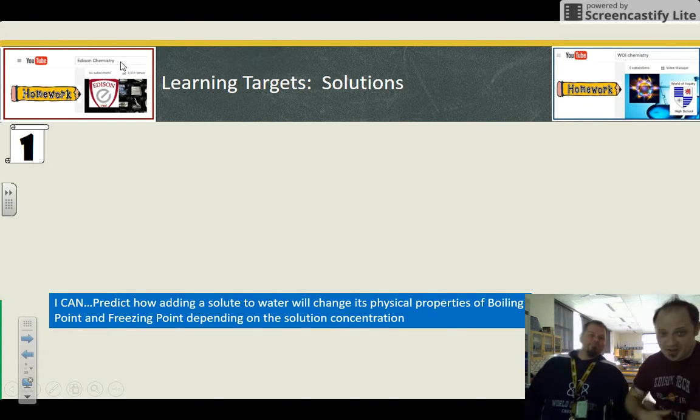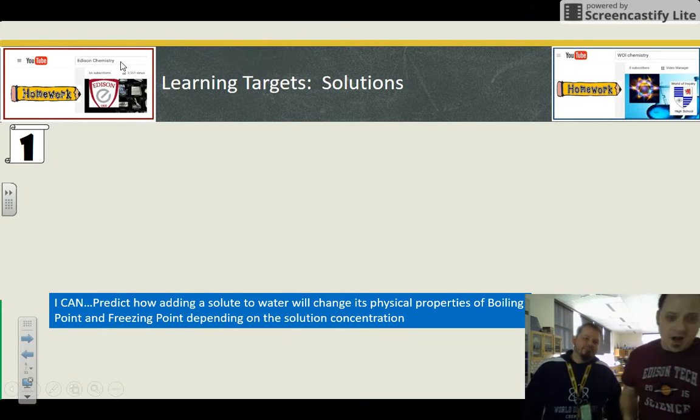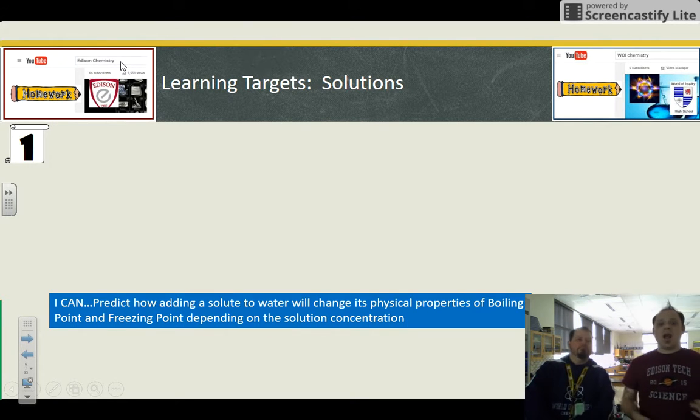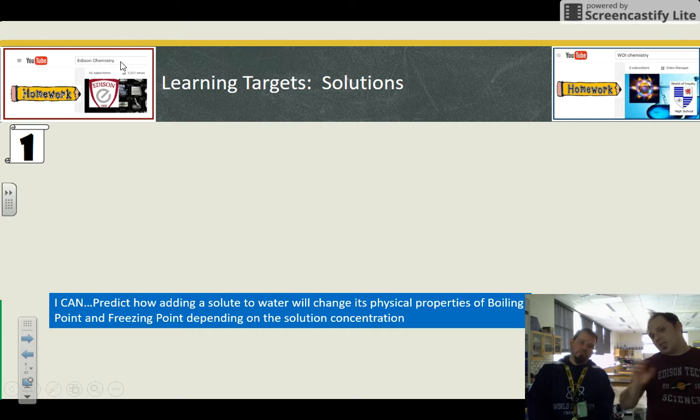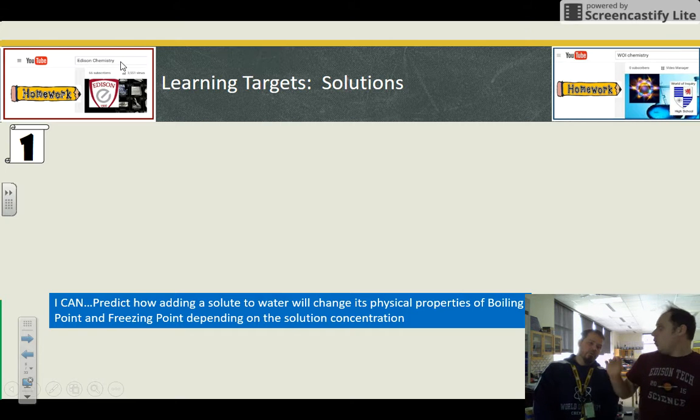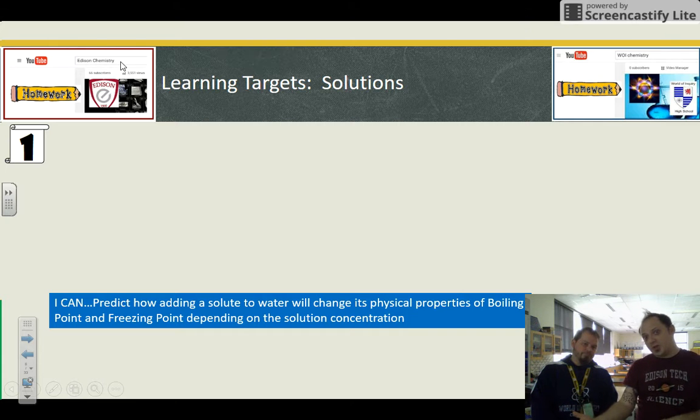Either way, concentrated versus dilute is pretty simple. Can you predict how adding solute to water will change the properties like boiling point and melting point? We alluded to one with the ice and the salt, one's really important, but this is like the last point of the unit. What the heck happens to the properties of the water when I put the solute into it?